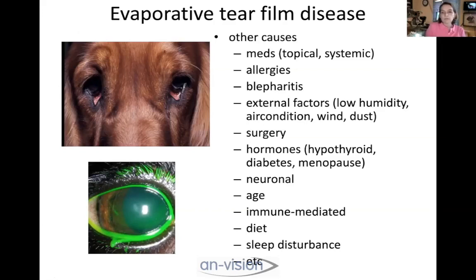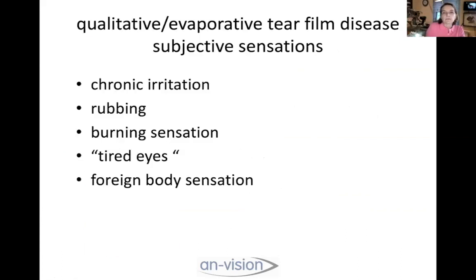We have surgeries, of course, that interfere with the tear film. We have the hypothyroid dog, the diabetes, very common. Neural dysfunction, older animals, immune-mediated diseases, diet, sleep disturbance, I don't know if it counts. However, I just want to show that there are lots of contributing factors to cause evaporative tear film disease that will also be there for our animals.